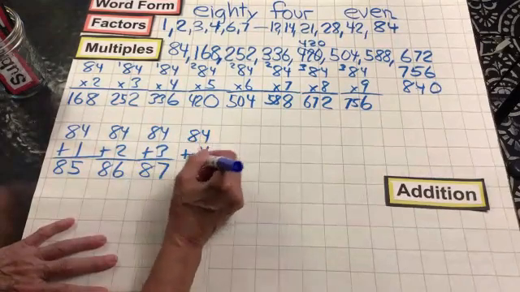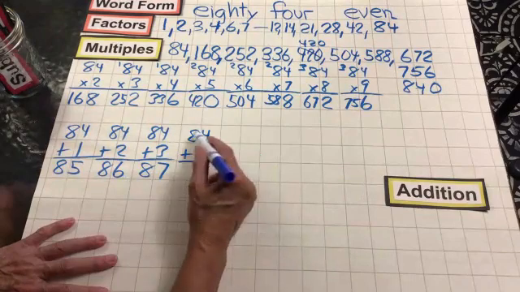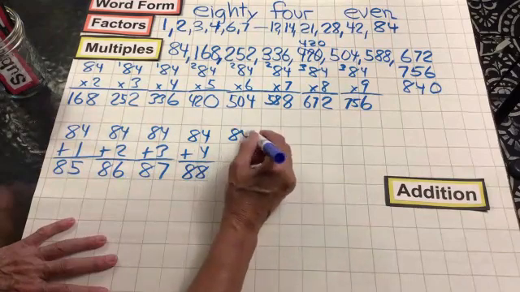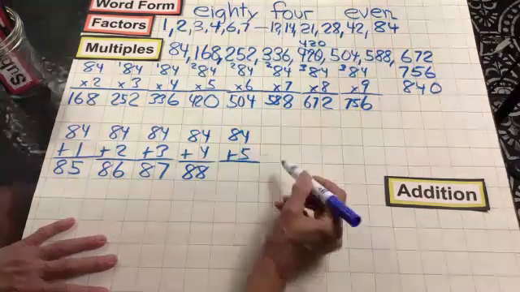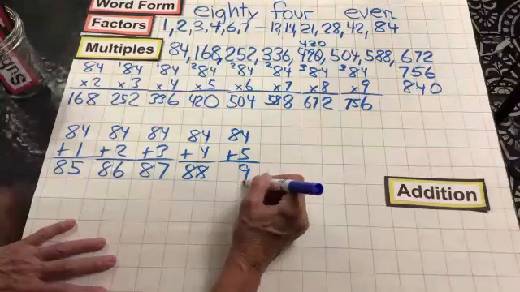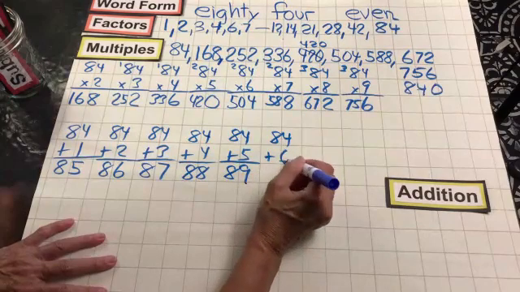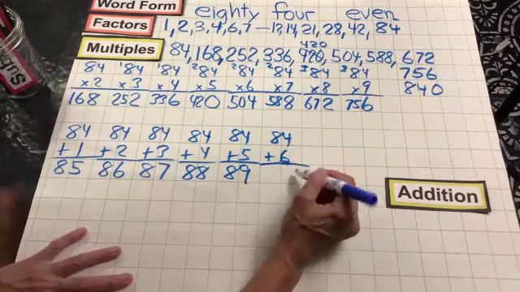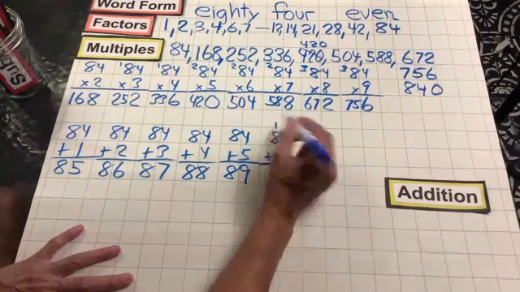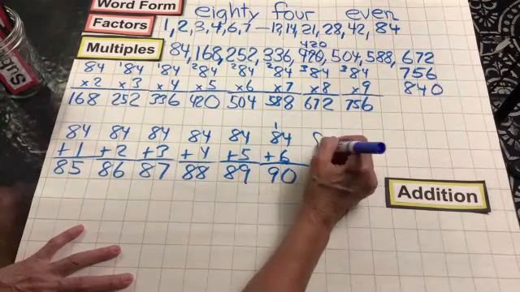84 plus 4. 4 plus 4 is 8. 8 plus nothing is 8. 84 plus 5. 4 plus 5 is 9. 8 plus nothing is 8. 84 plus 6. 4 plus 6 is 10. Drop the 0, carry the 1. 1 plus 8 is 9.